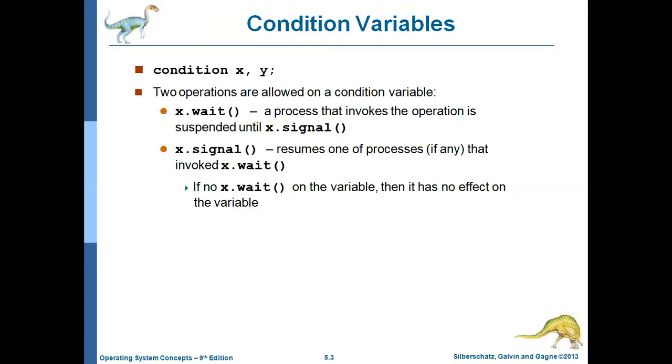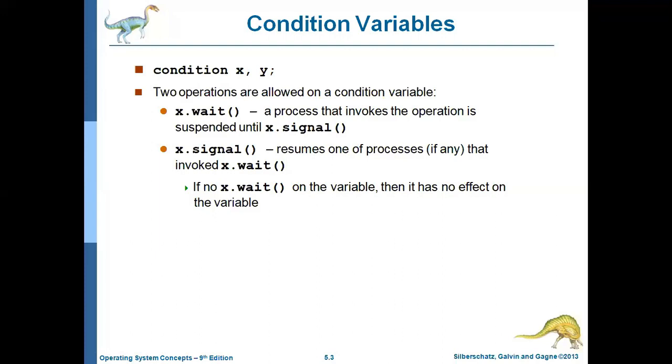What are the condition variables? You have to apply the wait and signal operation. Hello? Yes, ma'am. So there are two condition variables. Assume x and y, condition x comma y. Two operations are allowed on the condition variable, that is x dot wait and x dot signal.